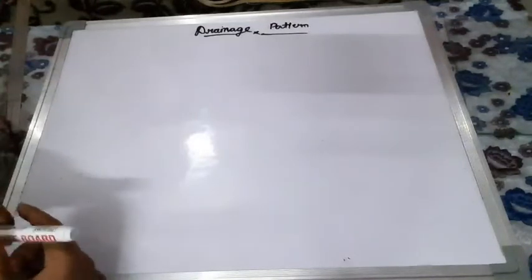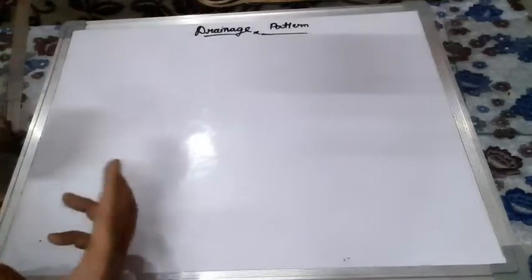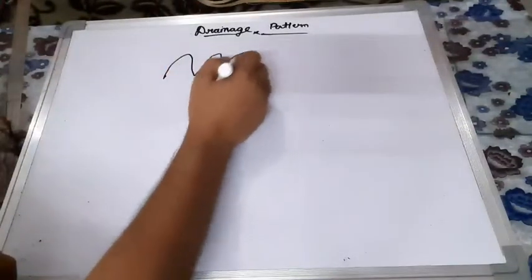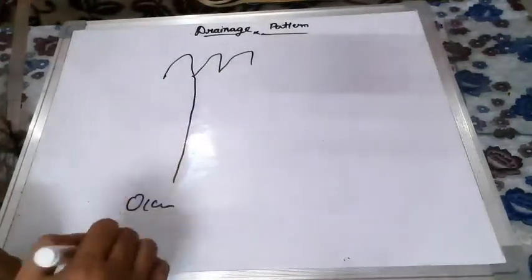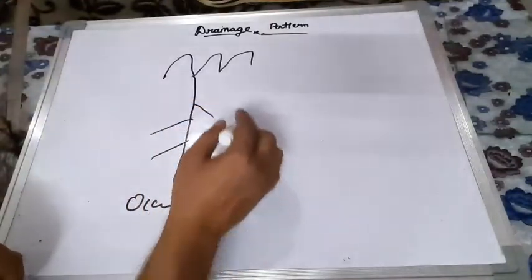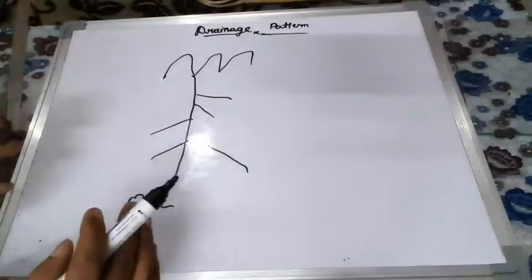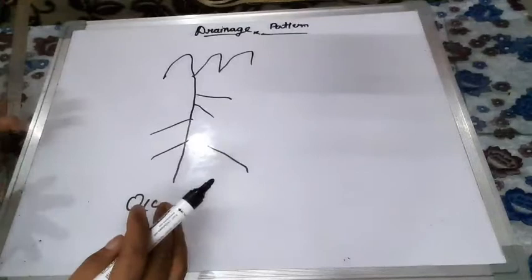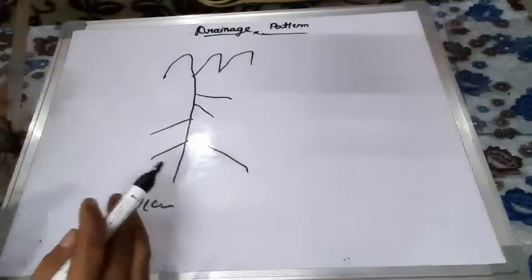Okay. Today in this recording, we will learn about drainage pattern. What is drainage pattern? Any river which starts from a mountain and ends in an ocean does not flow in a straight line. Sometimes it gets branches like this. Sometimes other tributaries join it. Then there is a definite pattern of these tributaries, or these joining rivers, or these branches.